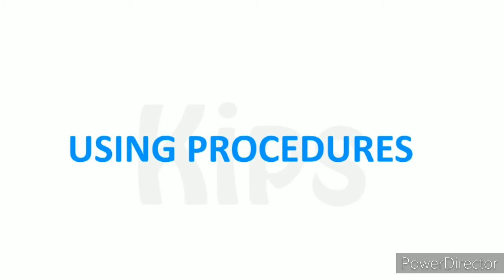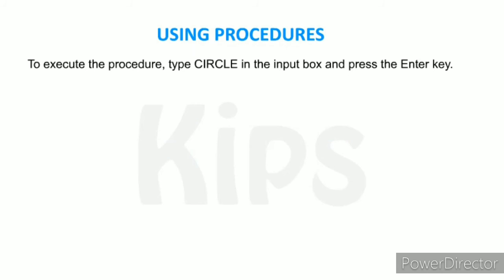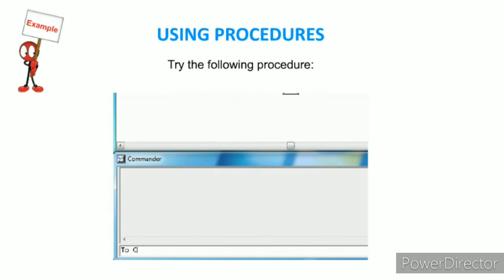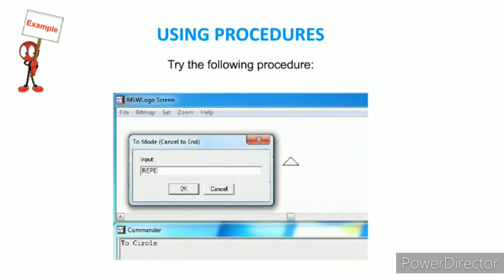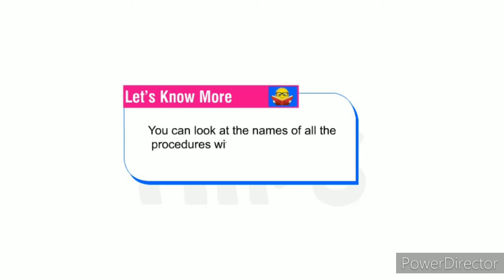Now students, we shall learn how to use procedures. To execute the procedure, type circles in the input box and press the enter key. For example, try the following procedure. To circle, repeat 36, bracket in, FD5, RT10, bracket close, END. Now let's know more. You can look at the names of all the procedures with the help of the what's primitive.